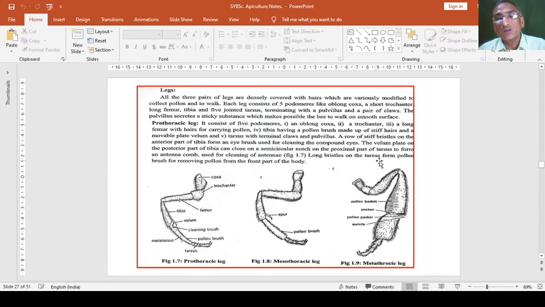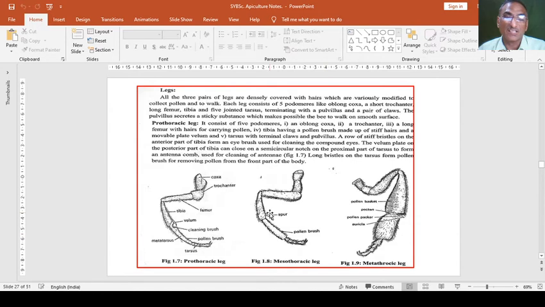Long bristles on the tarsus. These are the long bristles on the tarsals. This is the tarsus. Long bristles on the tarsus form a pollen brush. This is a pollen brush for removing pollen from the front part of the body. So as we clean our body with our front hands, likewise the bee uses this prothoracic leg to clean her front area. So this is the second podomere, and this is the third or metathoracic leg.